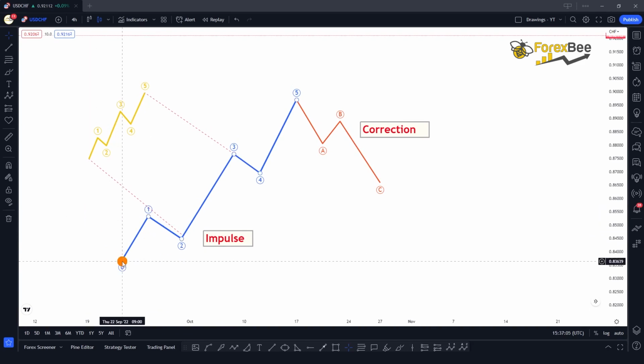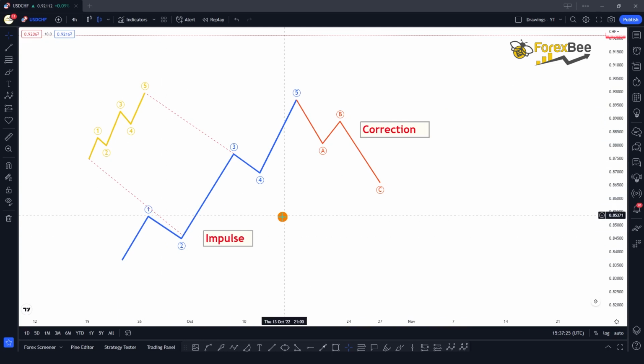So the Elliott wave looks like this. It consists of two phases. The first phase is the impulsive phase, in which the market moves very impulsively in either a bullish or bearish direction, depending upon the current trend in the market. And then the second phase is the correction phase, as we can see, which looks like this.